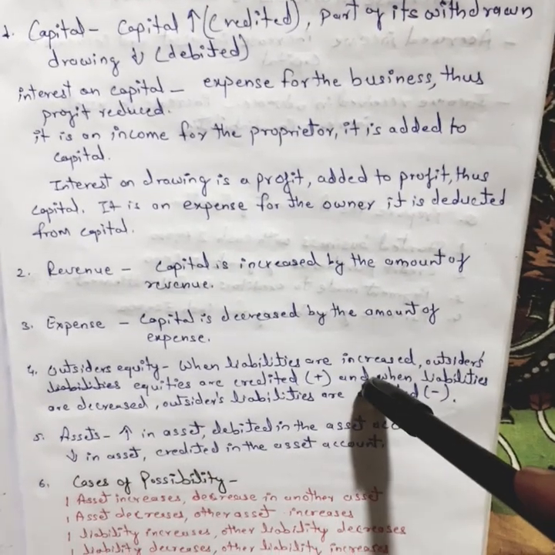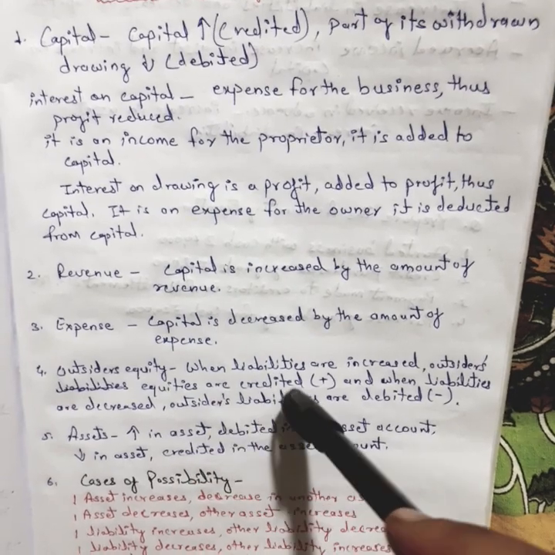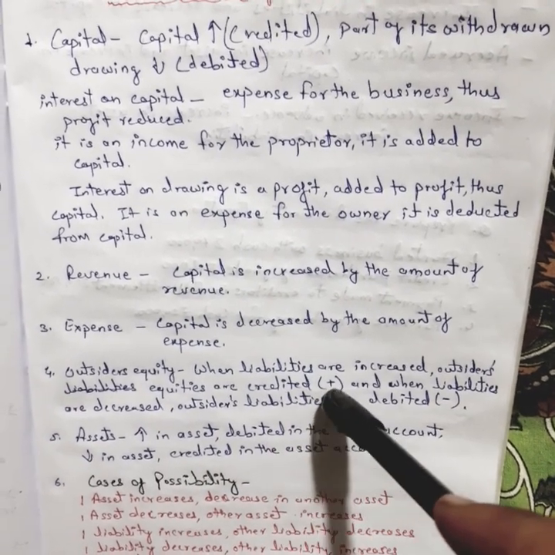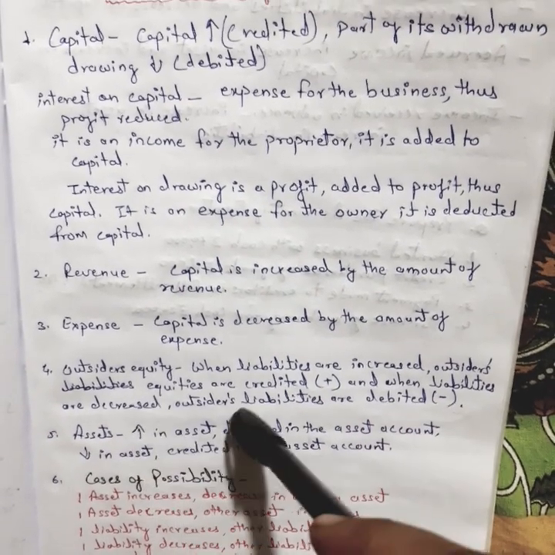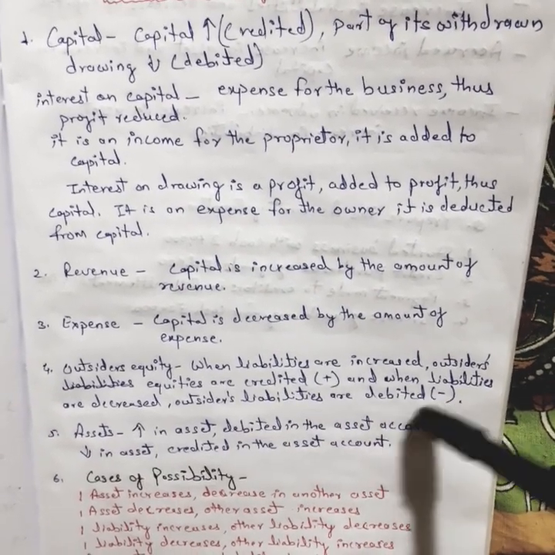Outsiders' equity. When liabilities are increased, outsiders' equities are credited. Credited, that means it will be added. I have put a plus mark here. And when liabilities are decreased, outsiders' liabilities are debited, putting a minus mark here.